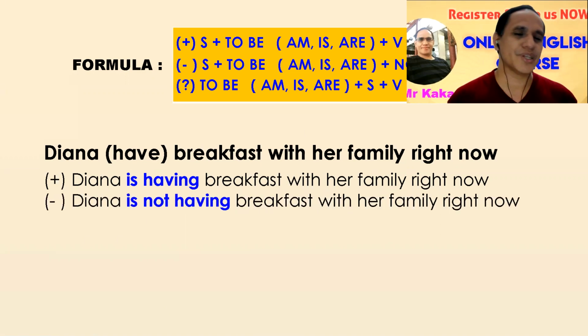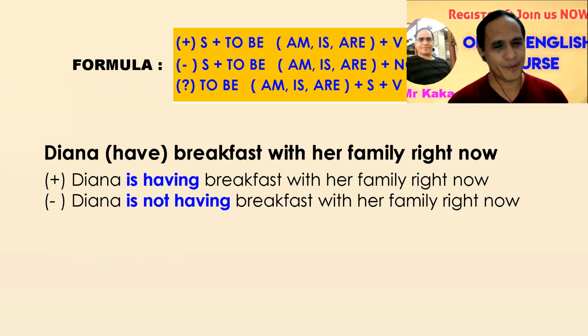Okay, and then if you want to change the sentence into the negative form, it will be: Diana is not having breakfast with her family right now. Okay, this is the negative form of present continuous tense.